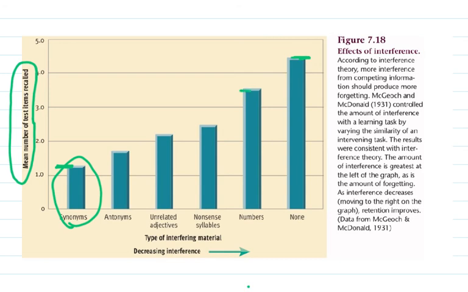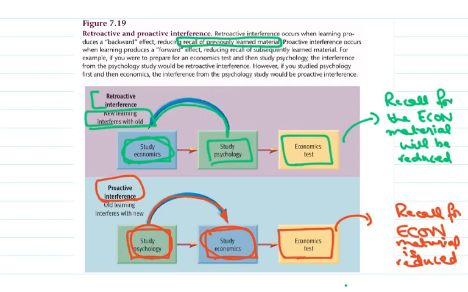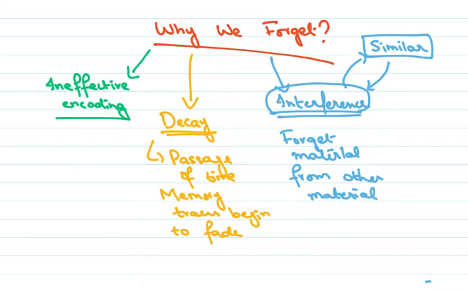When they were given numbers, which are obviously very distinct from words, their recall was higher. When they were given antonyms, their recall was higher than when they were given synonyms. So that shows that when material is very similar, that causes greater interference. Similarity really plays a major part in how interference happens.